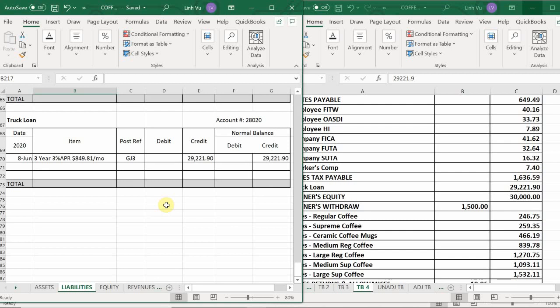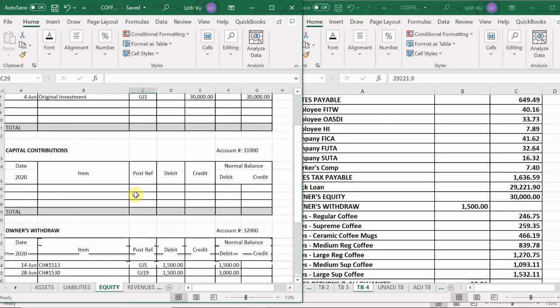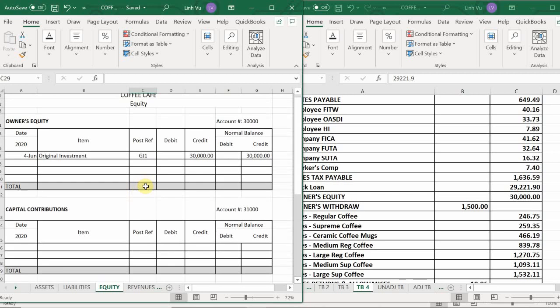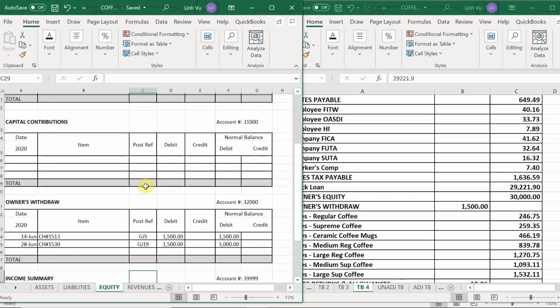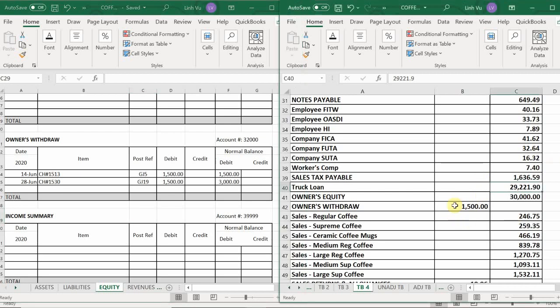So now we got to go move on to our equity accounts. Okay. So equity, right? Only thing I see here is we had owner's equity, which is still 30,000. No capital contributions, no income summary, but we did make a change to owner's withdrawal. So now the owner's withdrawal is for $3,000 on the debit side.